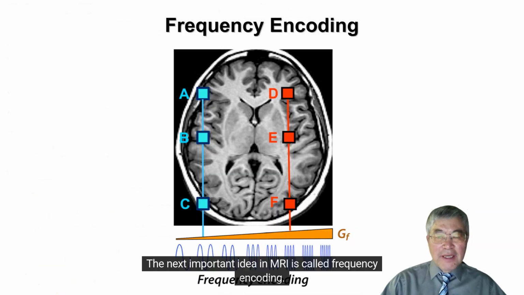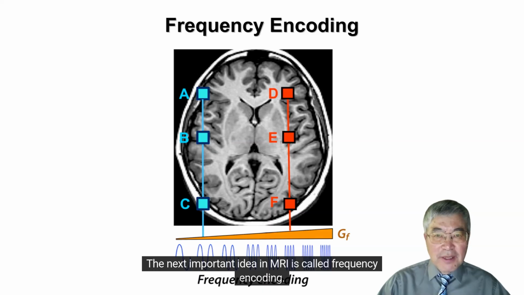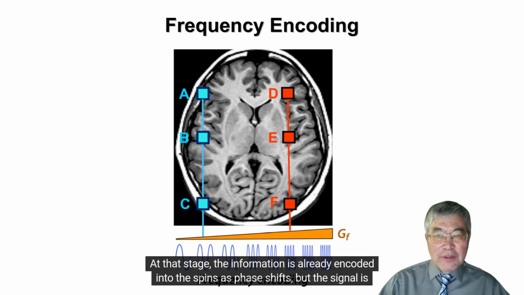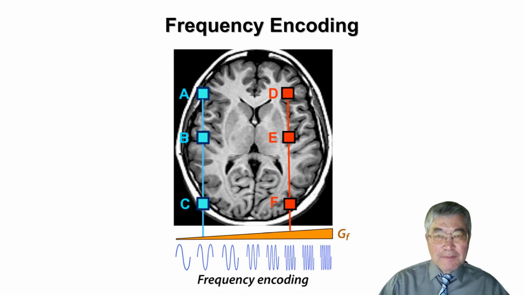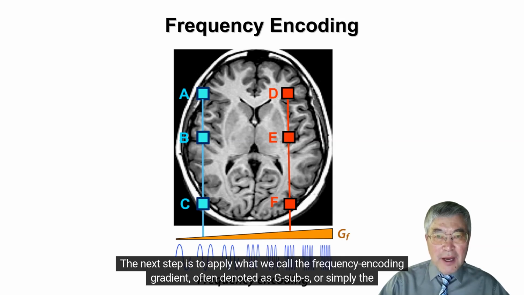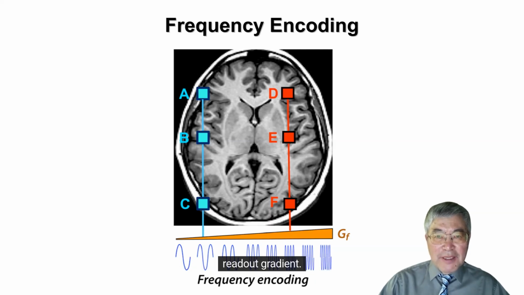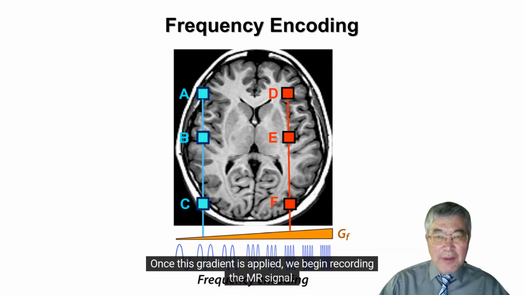The next important idea in MRI is called frequency encoding. After we finish phase encoding, we do not immediately record any signal. At that stage, the information is already encoded into the spins as phase shifts, but the signal is not read out yet. The next step is to apply what we call the frequency encoding gradient, often denoted as G sub S, or simply the readout gradient. Once this gradient is applied, we begin recording the MR signal.